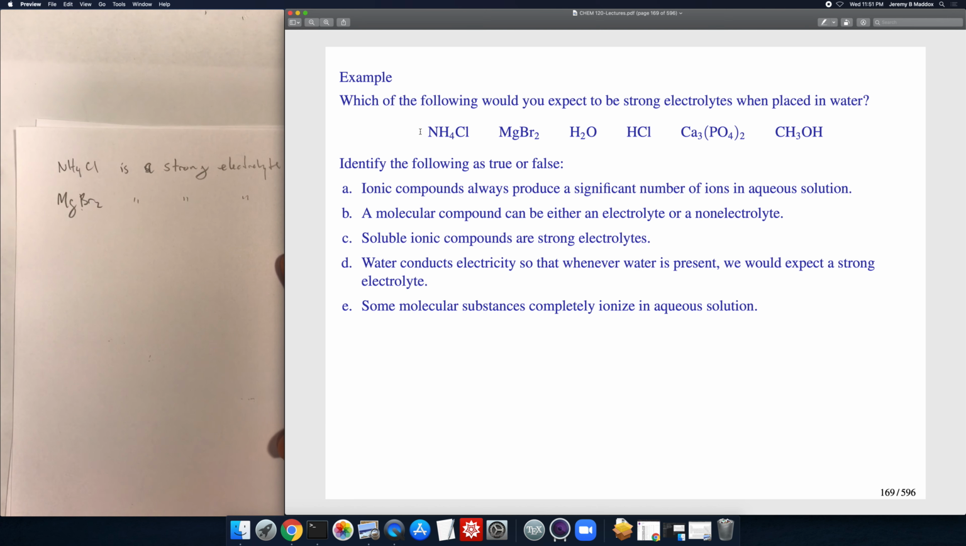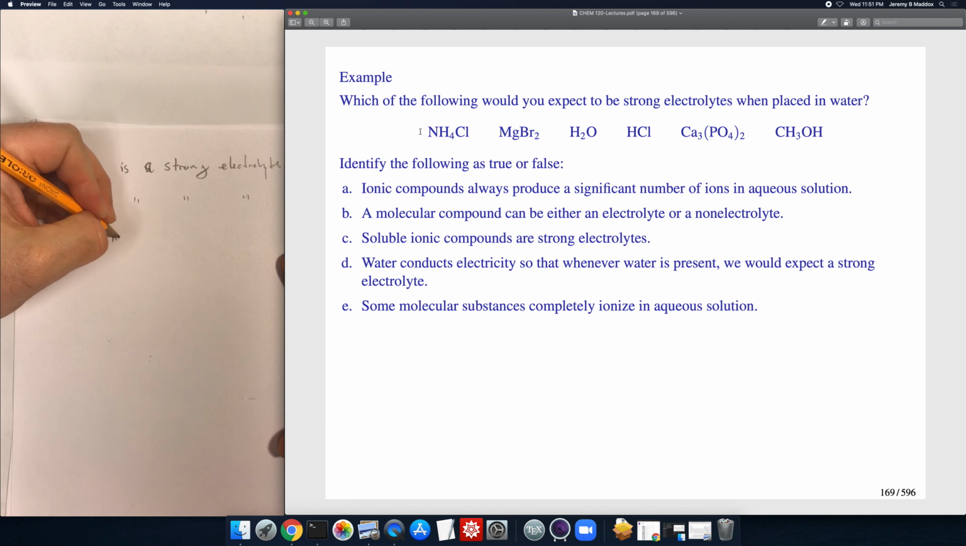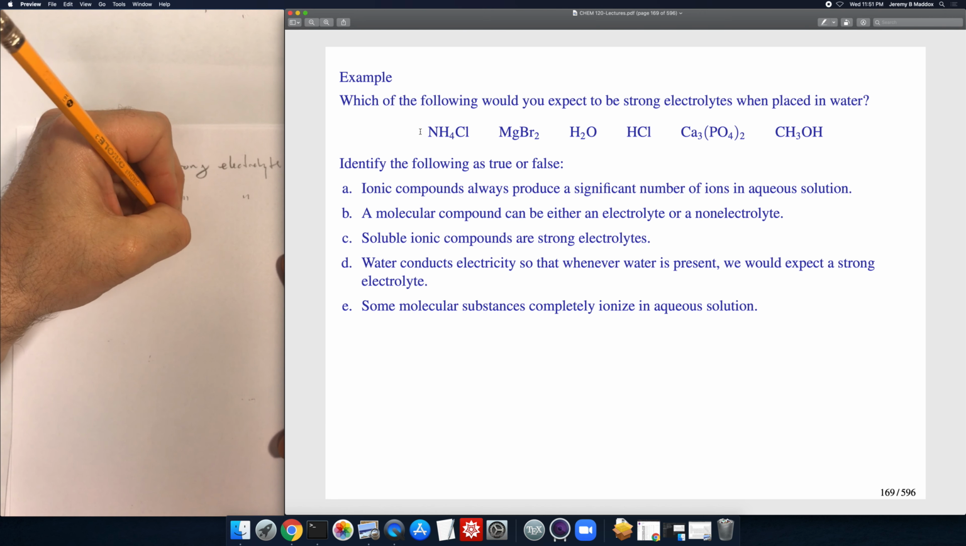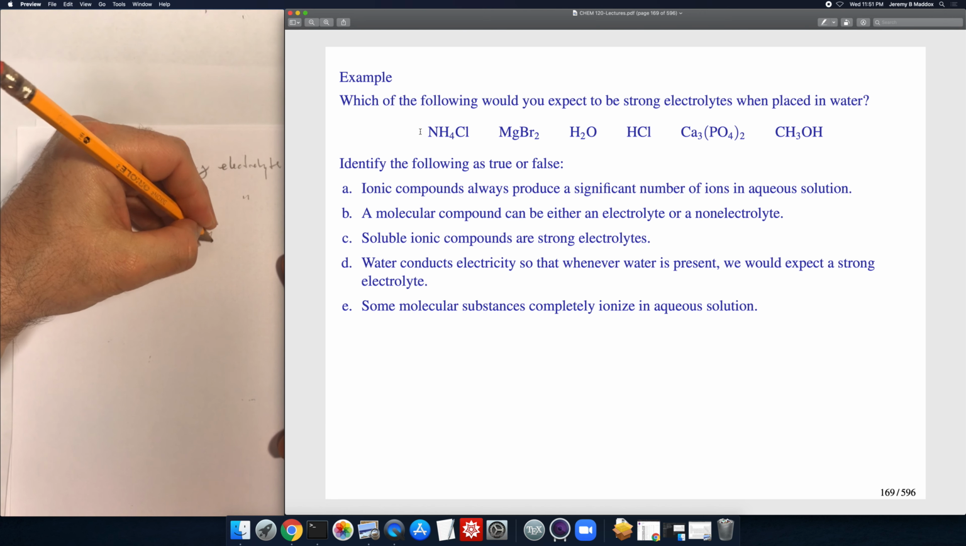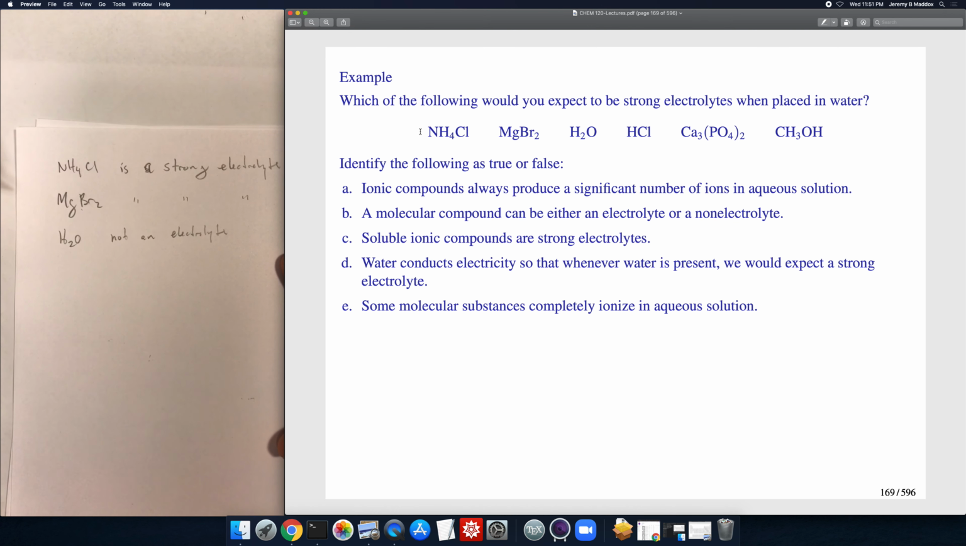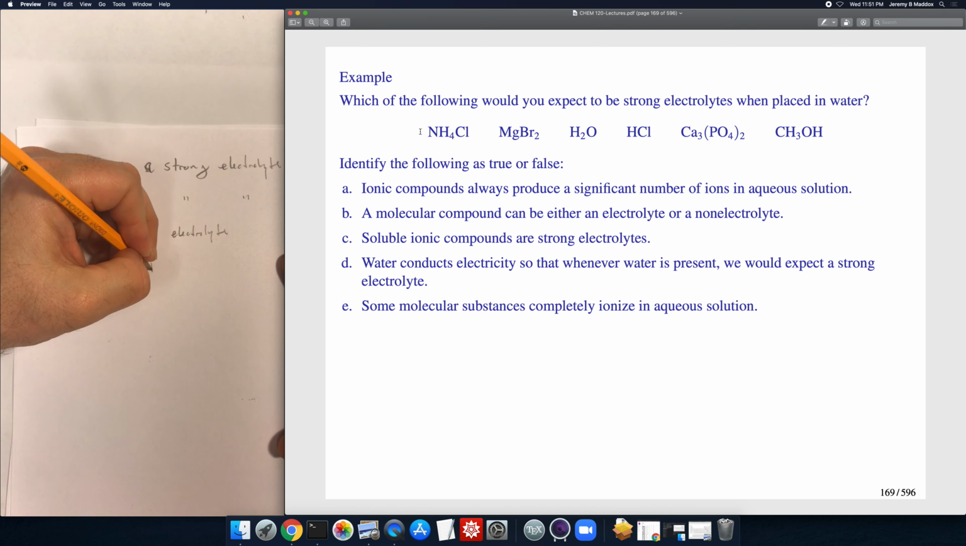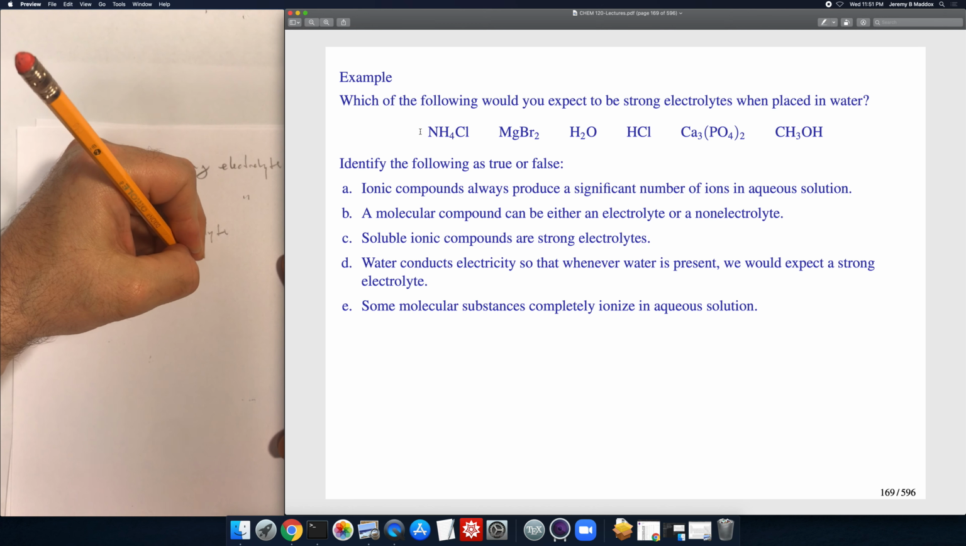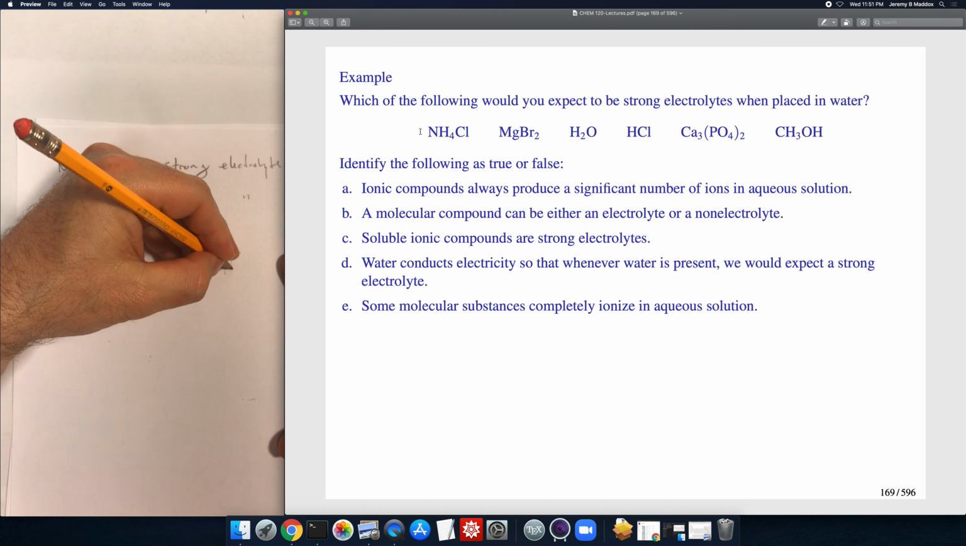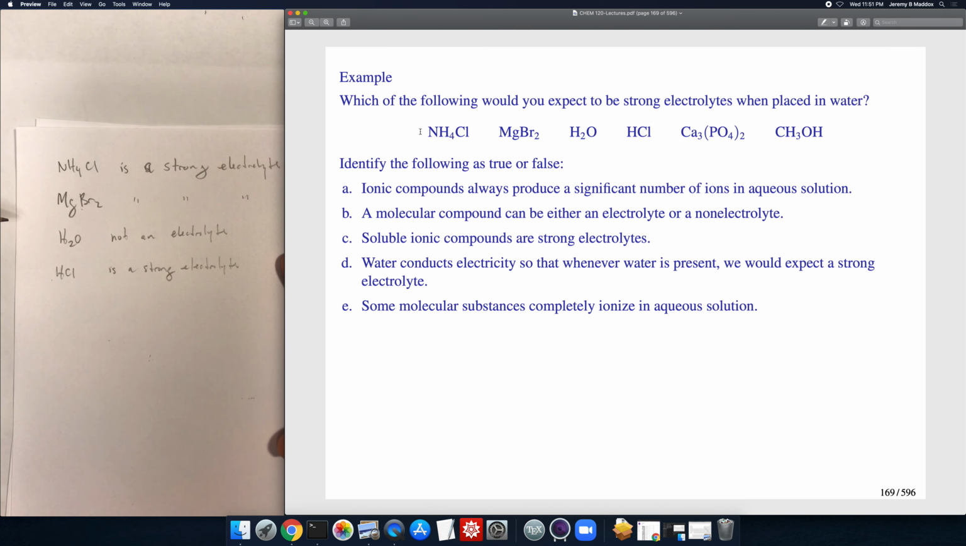Water. Water is not an electrolyte. Okay, so water, not an electrolyte. HCl. We've already talked about that one. That's an acid. In fact, it's a strong acid, and so it is a strong electrolyte. It's going to form H plus cations and chloride anions.